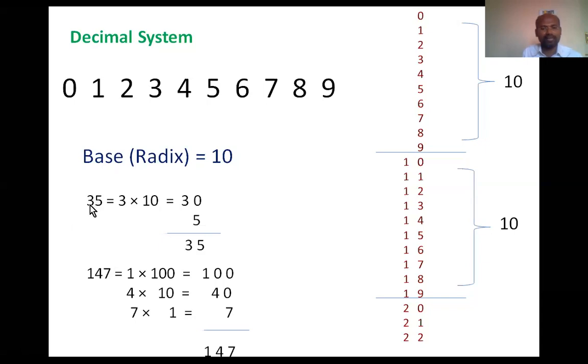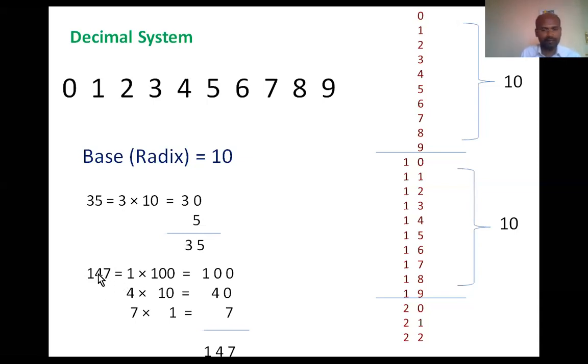How many symbols are there? 10 symbols. 3 into 10 plus current counting is with what symbol? 5. So 3 into 10, 30, plus currently we are on which symbol in the counting process? 5. So totally we have counted how many apples? 35. That's how we have to understand this 35. This 3 means we have used all the symbols 3 times. 3 into 10, since there are 10 symbols, 30. Currently we are on count 5, symbol 5. So 35.